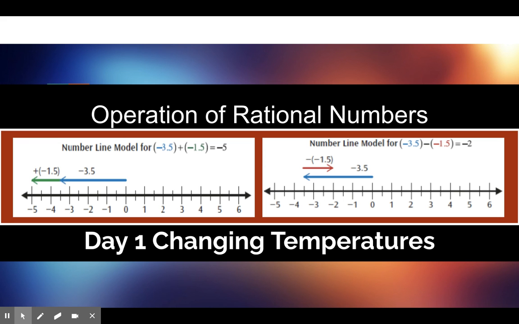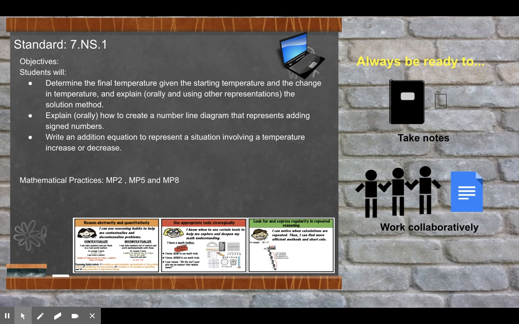Our classroom norms, as usual: your cameras are to be on, your mics are muted unless you're speaking, of course, and you are ready to learn. You will need your Math 7 Spiral notebook to take notes in. You'll also need the student companion that can be found in Google Classroom. So let's jump right in.